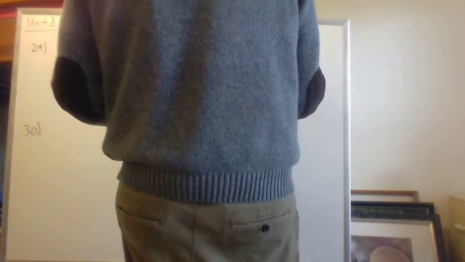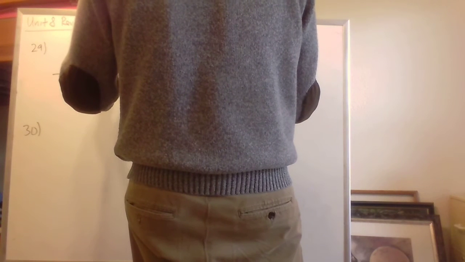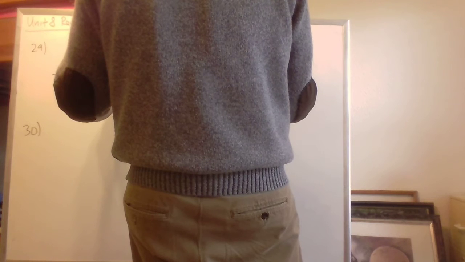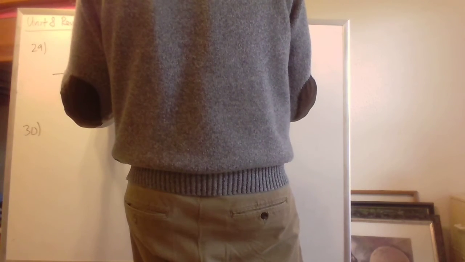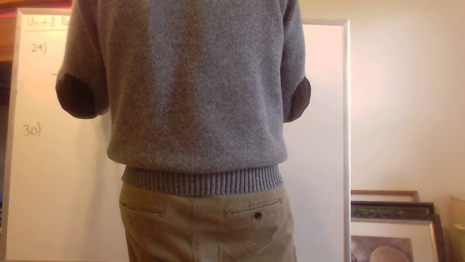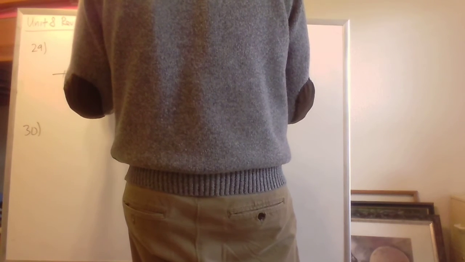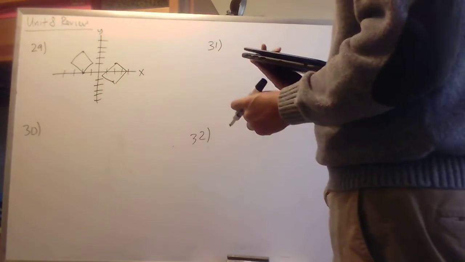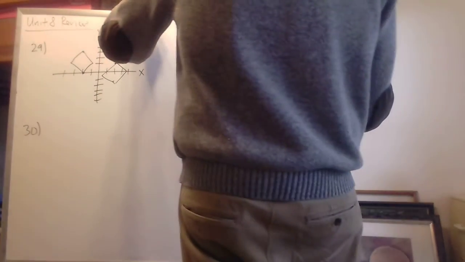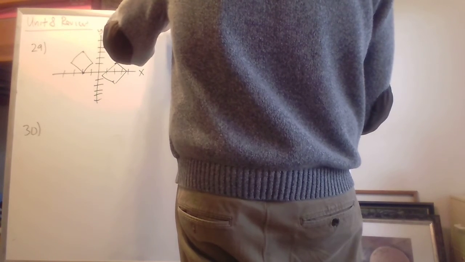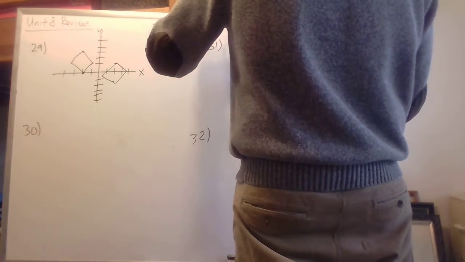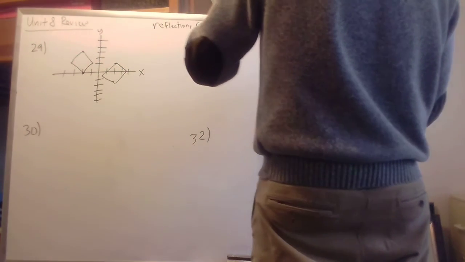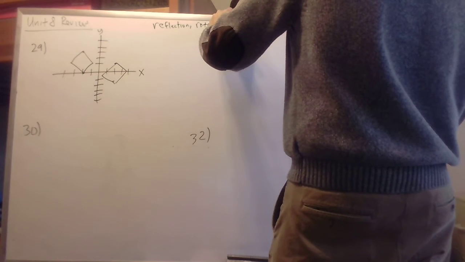Right there. And then we have it at another location, and it goes something like this. So if we look at this, it wants to know, again, if it's a reflection, rotation, or a translation.